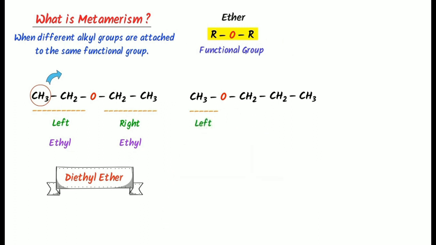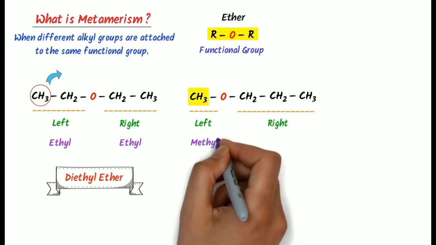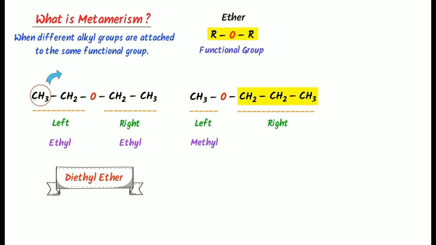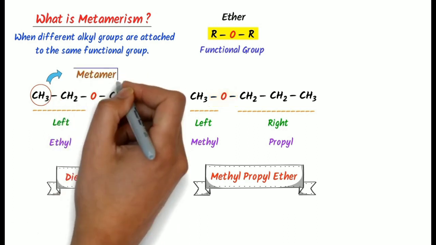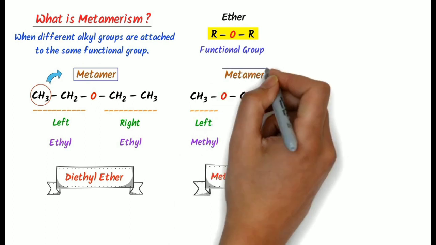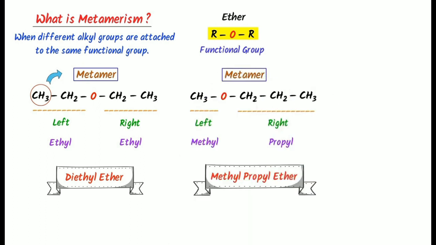Now this is the left side of the ether and this is the right side of the ether. We can see that at the left side there is only one methyl, while at the right side there is propyl. So the name of this ether is methyl propyl ether. Note it down that I do not change the position of the functional group of the ether, I only change the alkyl group. So this is one metamer, this is the second metamer. Thus remember that when different alkyl groups are attached to the same functional group, this phenomenon is called metamerism.